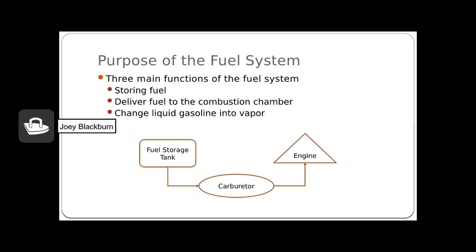So if we look at the fuel system itself, and we very much oversimplify it, all fuel systems are basically comprised of 3 components: some sort of storage tank, a carburetor, and the engine itself. And so our 3 main functions of the fuel system then are to store fuel, deliver the fuel to the combustion chamber, and in between, change the liquid gasoline into vapor. Because, believe it or not, liquid gasoline does not burn. It must be vaporized before it's combustible. And that is the job of the carburetor.